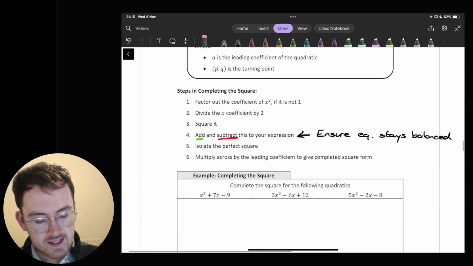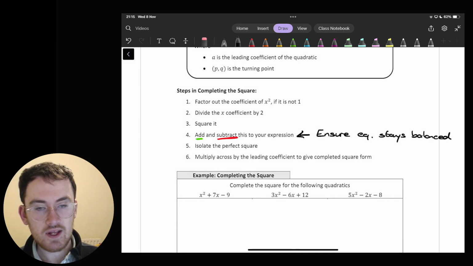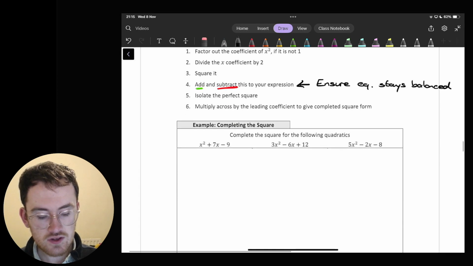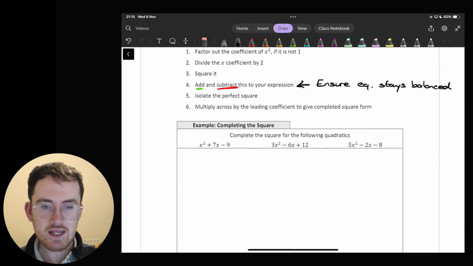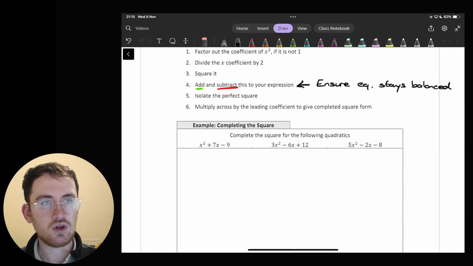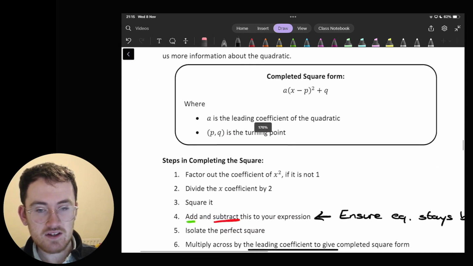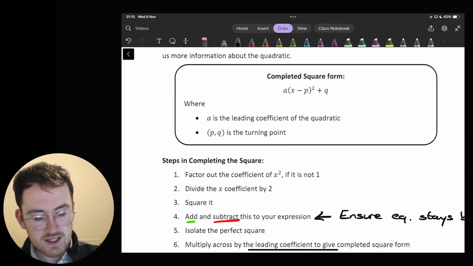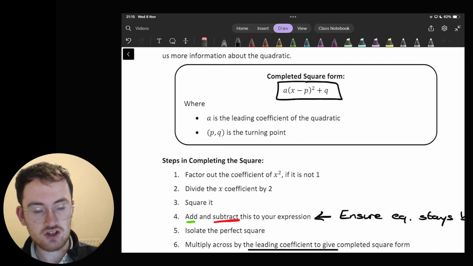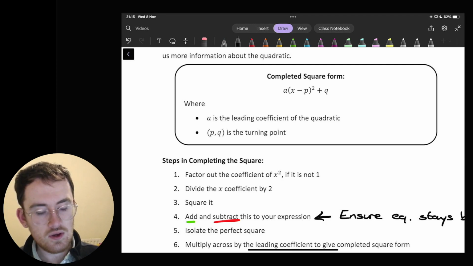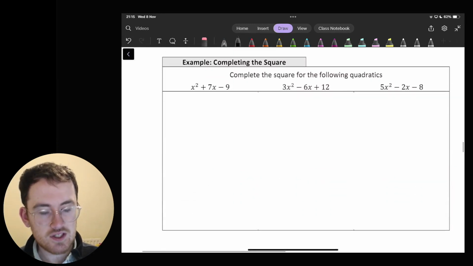So we isolate the perfect square and then we multiply across by the leading coefficient if there is one. So there's a fair few steps involved, but it is the same steps all the time. It's important that we get used to those steps and know what they are. And the key thing with completed square questions is they might not say write it in completed square format. They are more likely to just show you this and say write it in the form a(x minus p) all squared plus q. So you have to recognize that as completed square form.